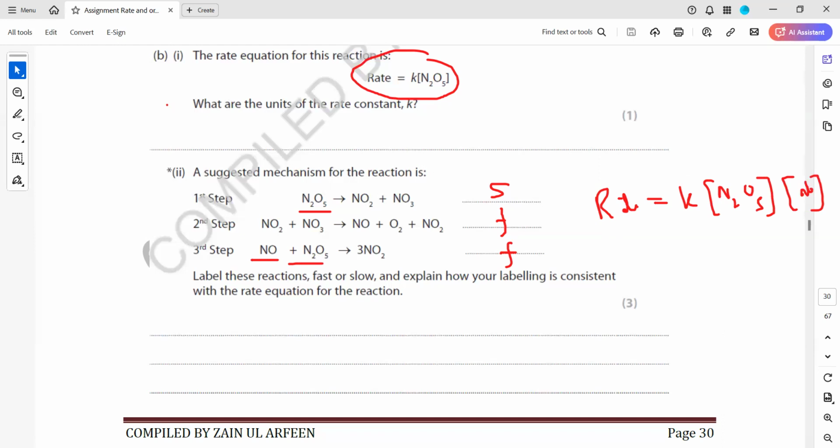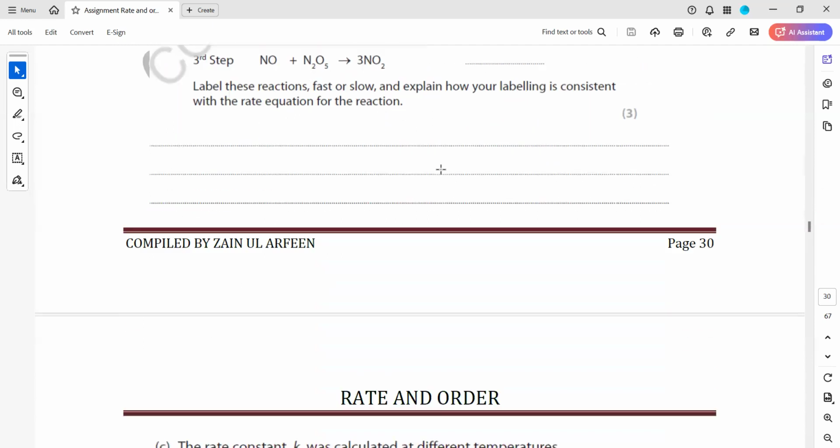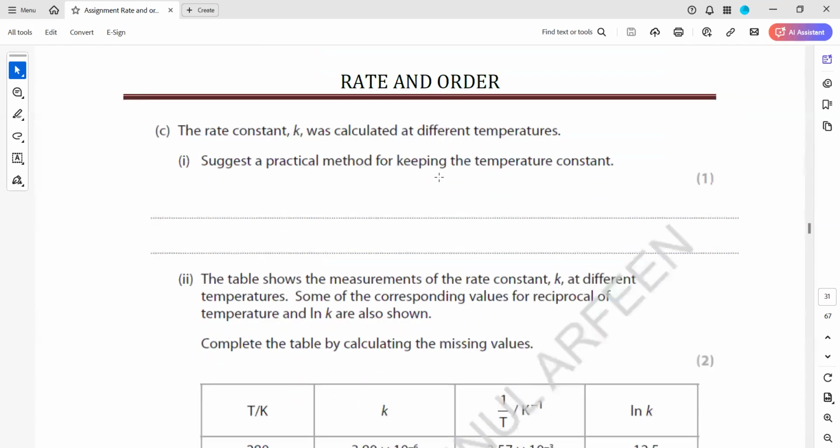I will read the points from the marking scheme as well, so you will have an idea of the distribution of the marks. One mark is for mentioning the first step is fast, the second is slow, and the third is also slow. The second mark: the slowest step is always the rate determining step. And the third mark: N2O5 is in the rate equation. So the rate determining step, the equation, should have the presence of N2O5. That's how the marks are distributed.